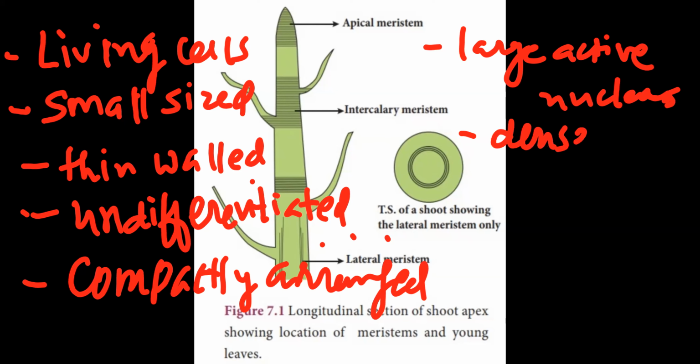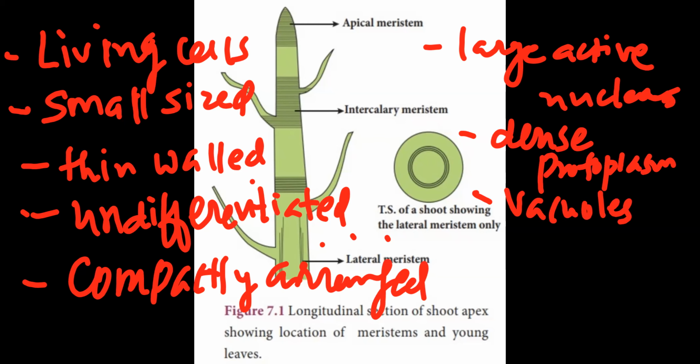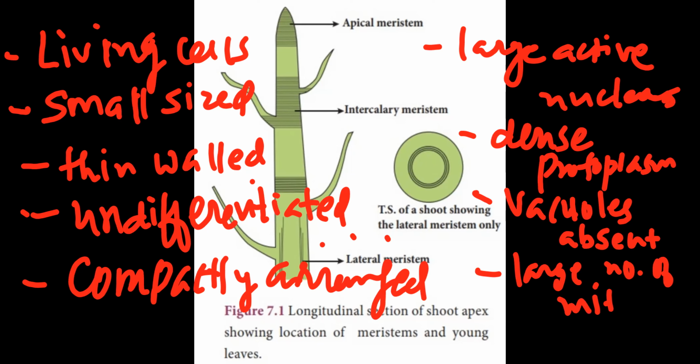They have a dense protoplasm. A small cell has to divide and redivide hundreds of times and give rise to so many new cells. So naturally, it's going to be packed with dense protoplasm. Vacuoles are absent in them. Their entire cell is filled with the protoplasm, no space for vacuoles. And they have a large number of mitochondria. You see, the cell which is actively dividing requires a lot of energy, which shall be supplied by mitochondria.